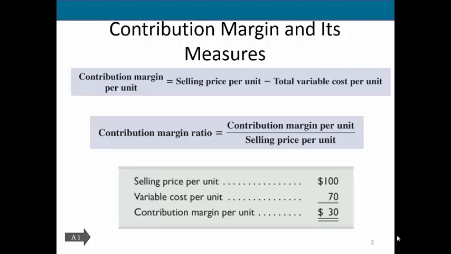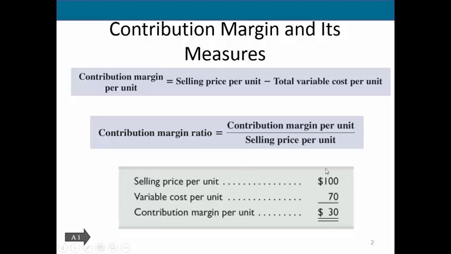So contribution margin, you can look at it on a per unit basis or in total, but on a per unit basis, it would be the sales price per unit minus the variable cost per unit. You can also calculate a contribution margin ratio, which is the contribution margin per unit divided by the sales price per unit. So here we just have an example.